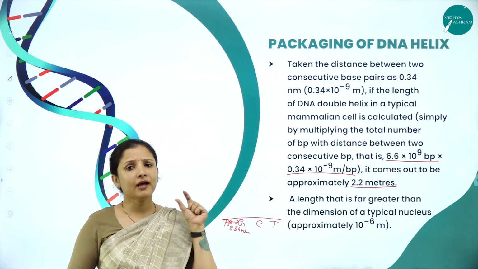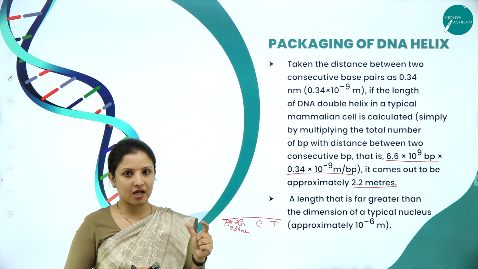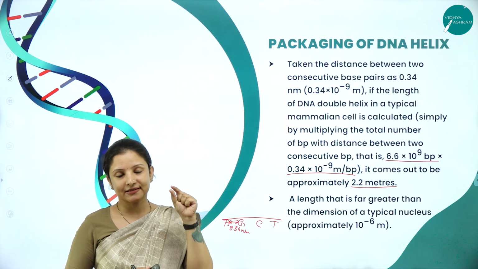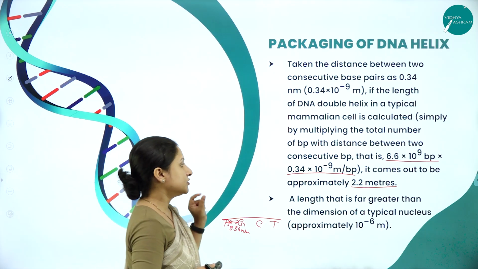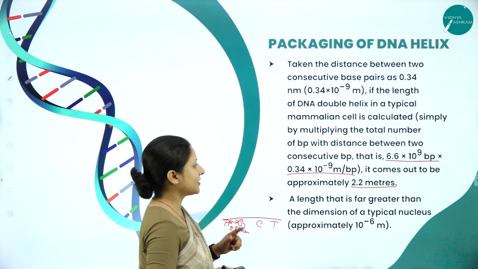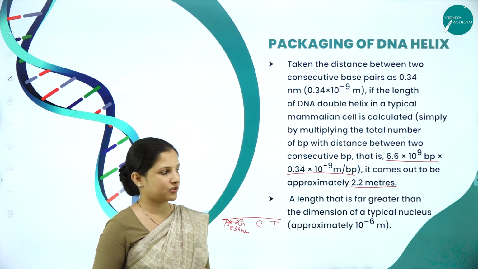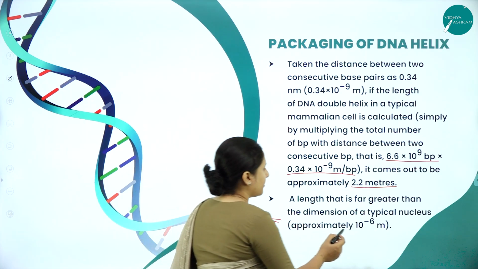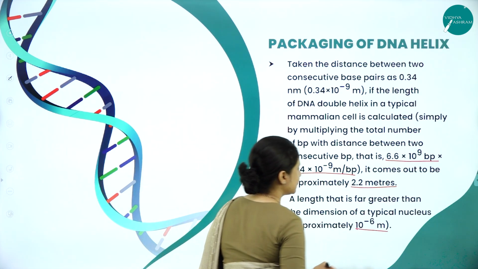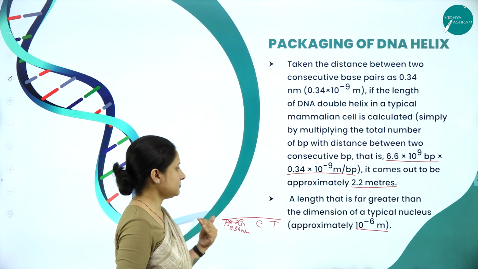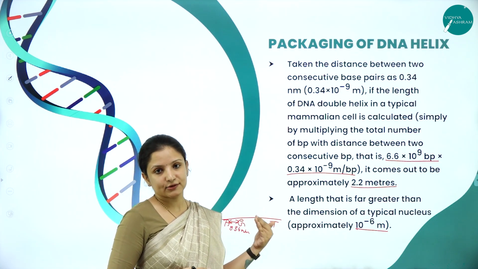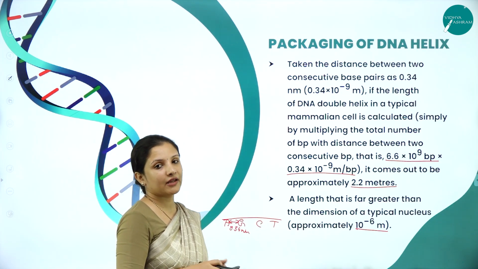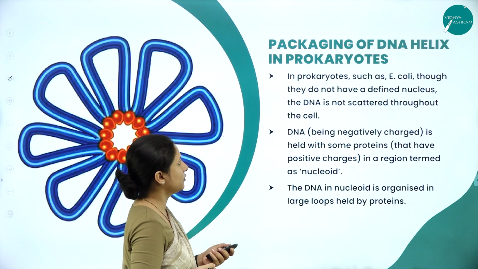Now, that 2.2 meters of DNA, how can it sit inside such a tiny nucleus? So, the length that is far greater than the dimension of a typical nucleus. So, the nucleus is about 10.6 per meter. It is more than the size of the nucleus. But still, how can they fit into? That is what we will look into.